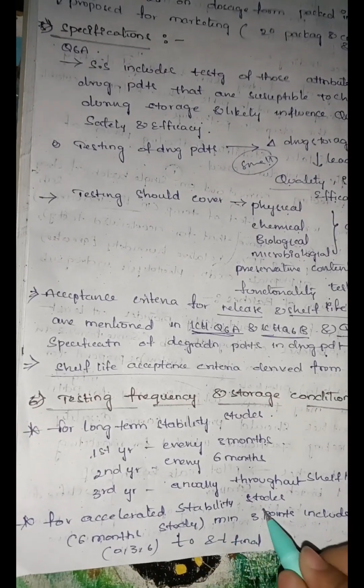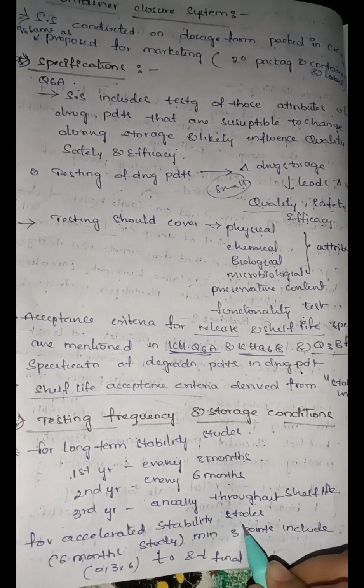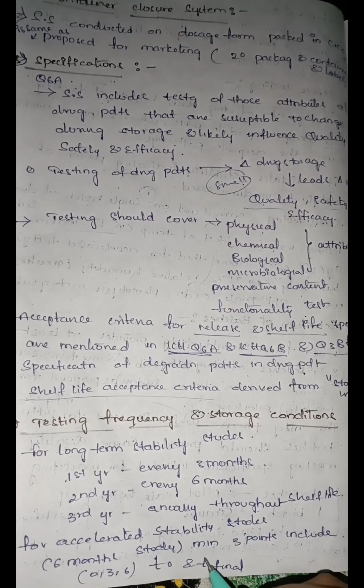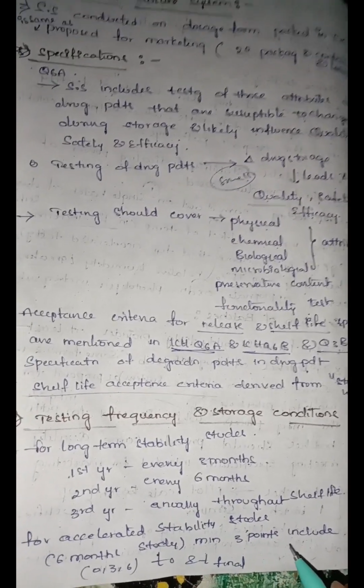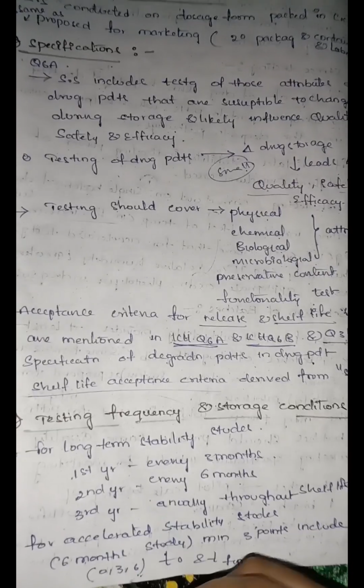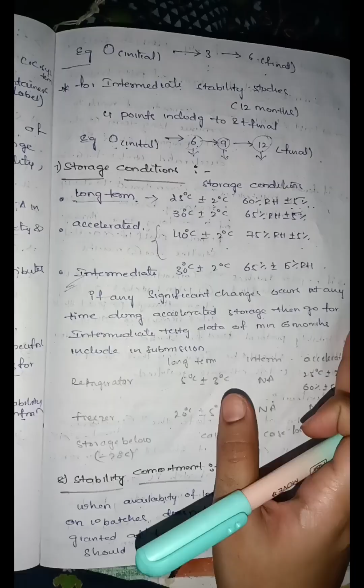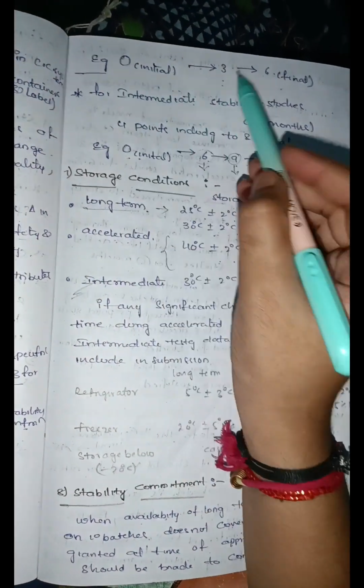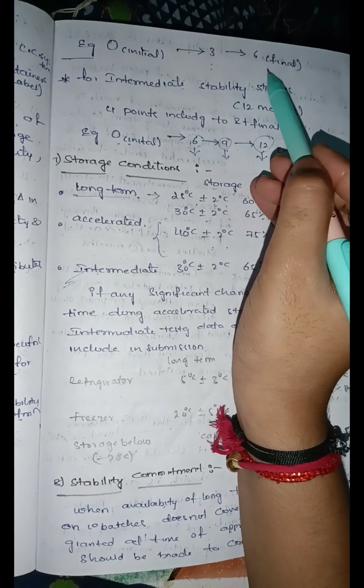For accelerated stability studies, the study should be performed within 6 months. Here we should include a minimum of 3 points, that is 0, 3, 6. These are the time intervals, the initial and final time intervals, at which we should perform the stability studies. These studies are known as accelerated stability studies. This is the 0, initial, 3 and 6 months.